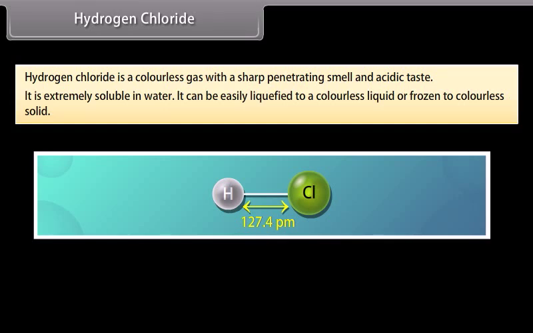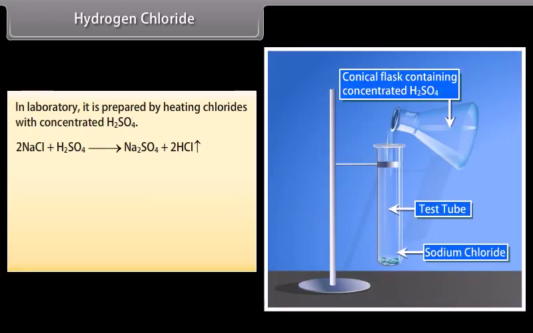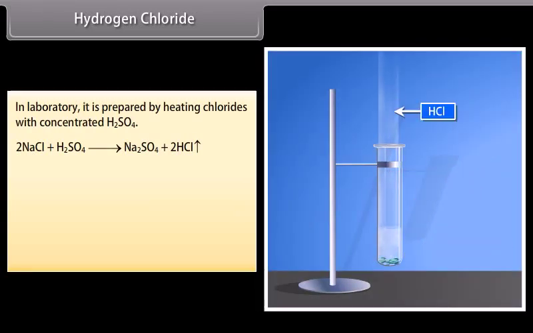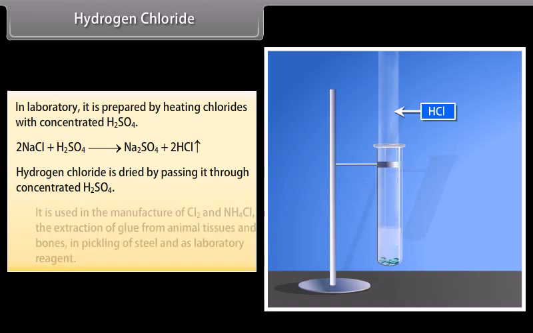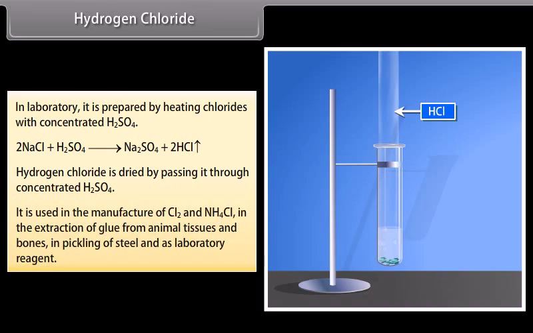It can be easily liquefied to a colorless liquid or frozen to colorless solid. In laboratory, it is prepared by heating chlorides with concentrated H2SO4. Hydrogen chloride is dried by passing it through concentrated H2SO4. It is used in the manufacture of Cl2 and NH4Cl, in the extraction of glue from animal tissues and bones, in pickling of steel, and as laboratory reagent.